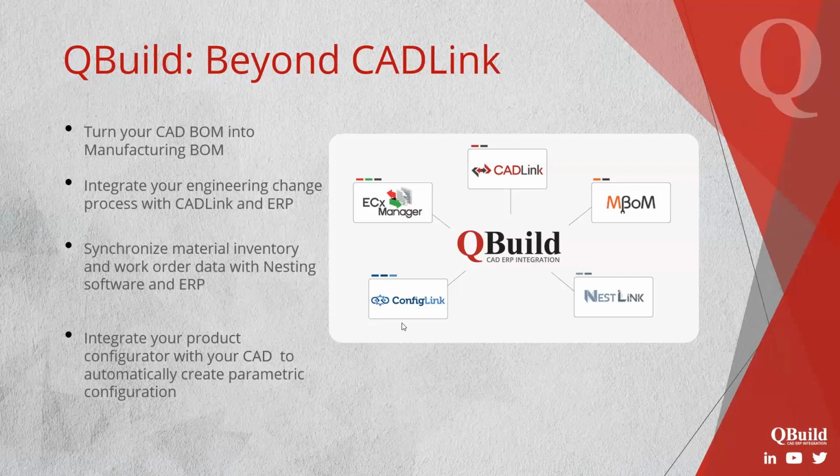And then lastly, we have ConfigLink on the bottom left side. ConfigLink integrates your configurator to a CAD system, right? So giving you the ability to automate the modeling process and generate models and drawing files.